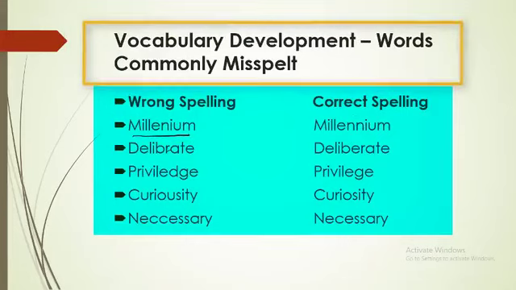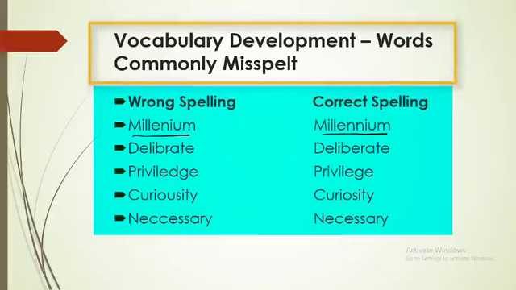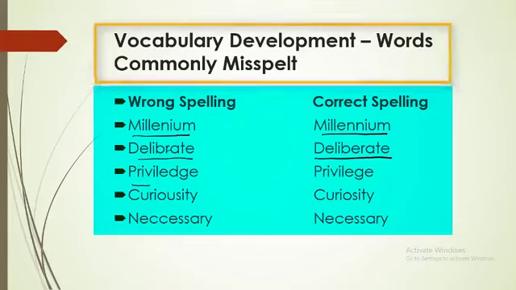M-I-L-L-E-N-I-U-M. But millennium is double-L, double-N, not double-L, single N. So it's millennium. We have deliberate. Alright? Some people spell it without the E, but this is the correct spelling of deliberate. Some people spell privilege this way. Please, this is the correct spelling of privilege.